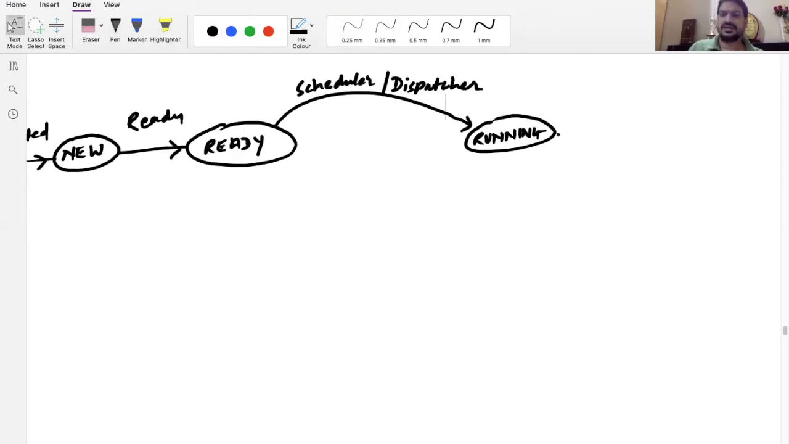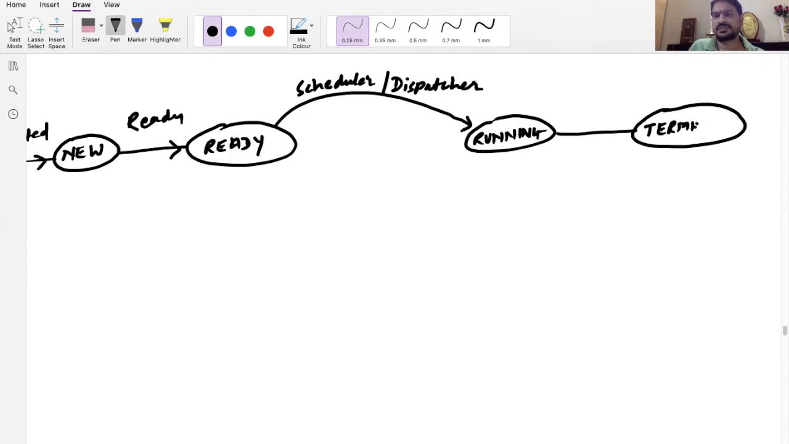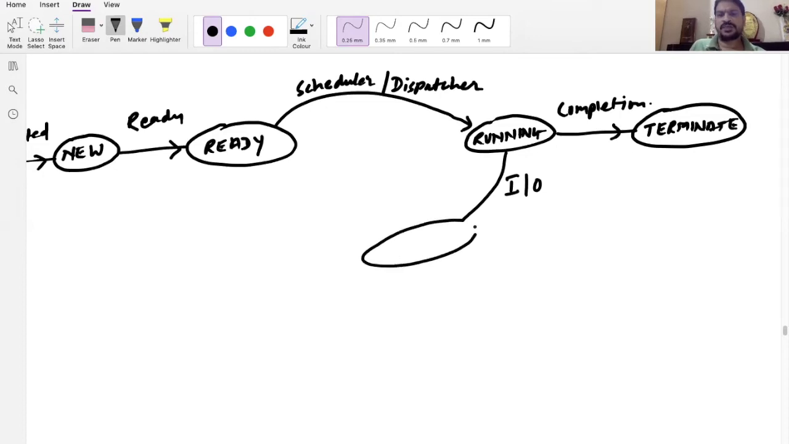In the running state, once it finishes or completes, it will go to the complete state or terminate state. After completion, it will go to the terminate state. Let's say a process is running in the CPU and suddenly it requires some IO, then it will go into the waiting state.